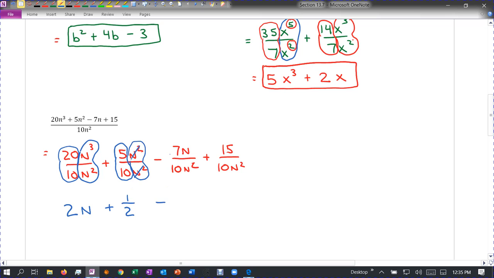Then minus, okay, 7 over 10, we cannot do anything to that, so we're just going to leave it as 7 over 10. And then n over n squared, that's really like n to the first over n to the 2.